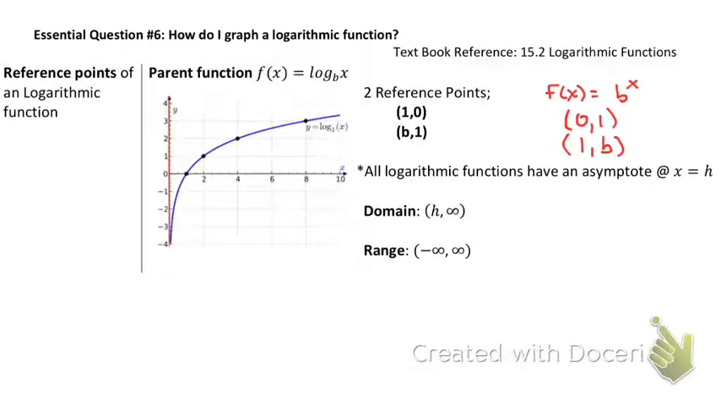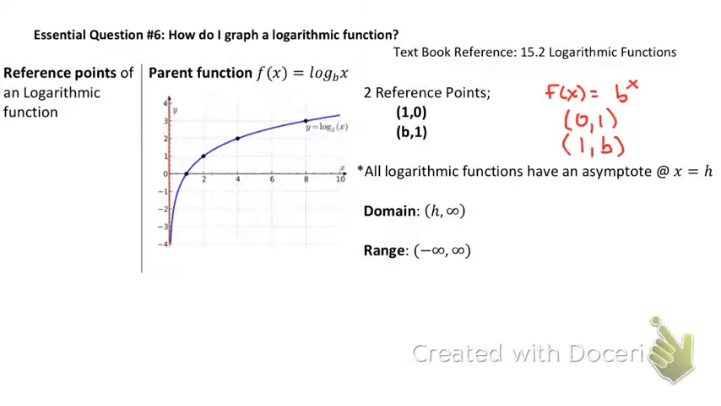as you will see as we graph some of these. Our range now is always going to be negative infinity to positive infinity. Our domain will be (h, positive infinity). And like I mentioned, our asymptote is no longer y equals k. It is x equals h.